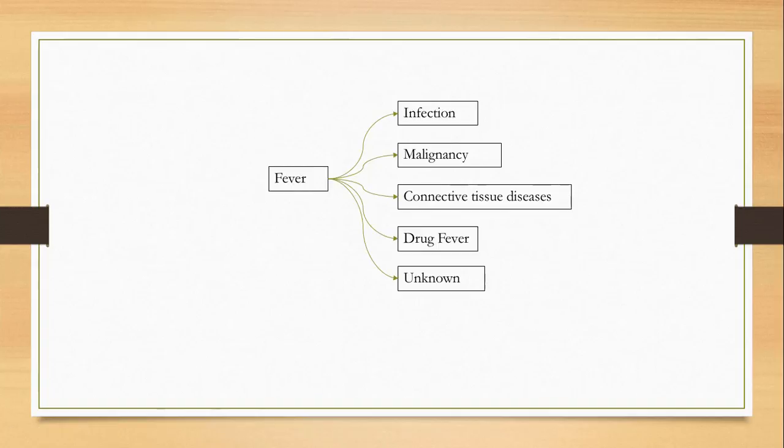The next 2 categories are malignancy and connective tissue diseases, and then there is drug fever, which is an interesting phenomenon where people can take prescription medicines and instead of getting rid of fever, they can actually develop fever, and we'll talk more about it later. And then the last thing is fever of unknown etiology or origin. That is fever that has lasted more than 3 weeks, and despite workup you don't know what's causing it. So we see that too, but hopefully we don't see too much of it.